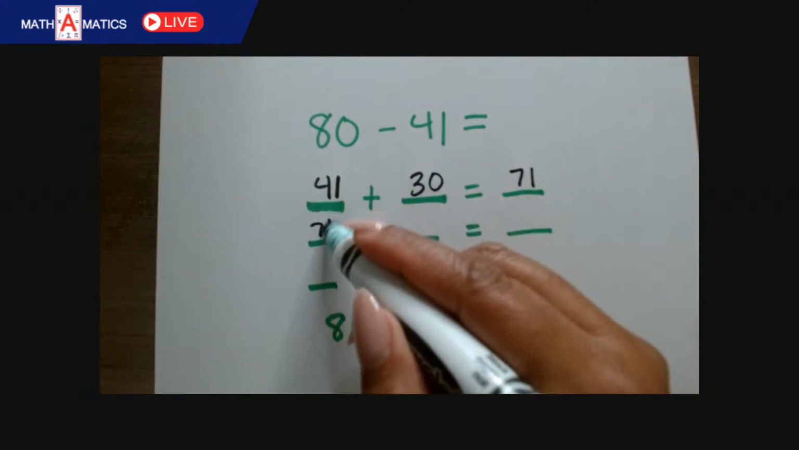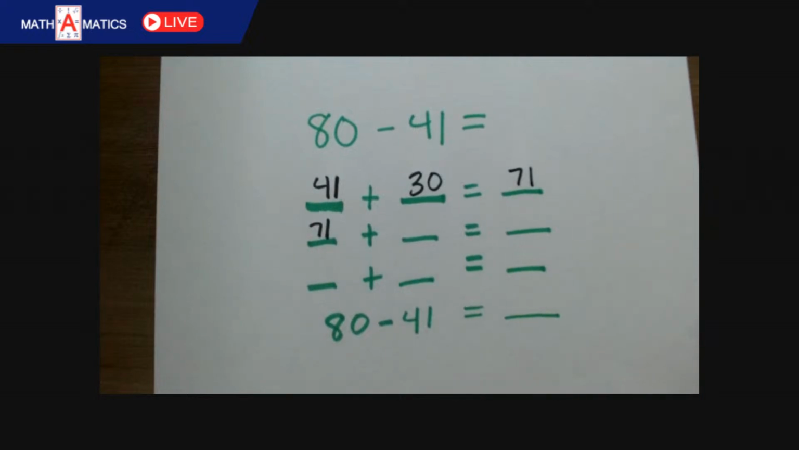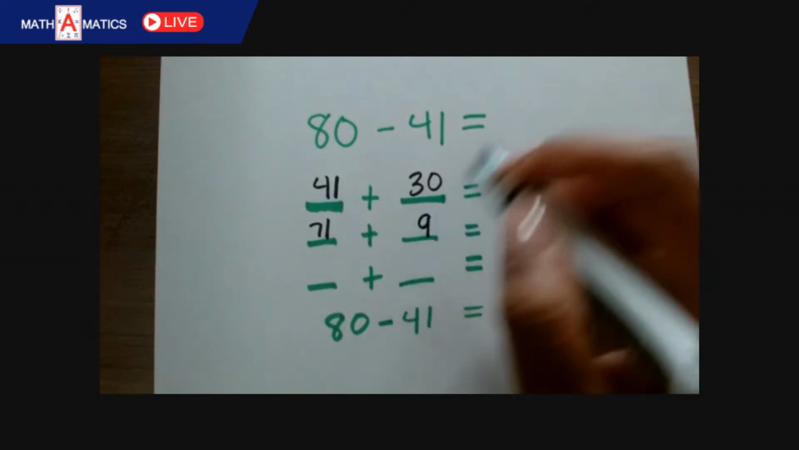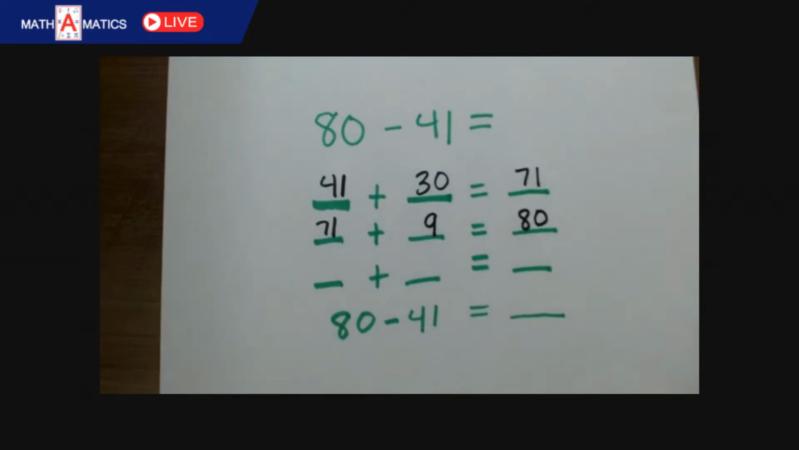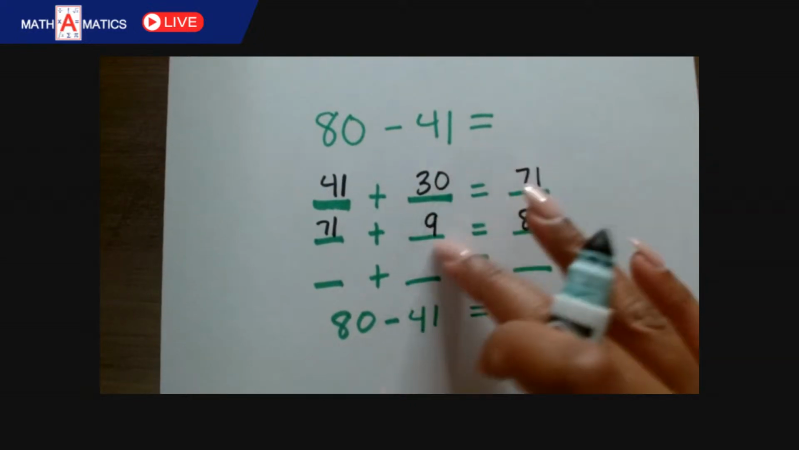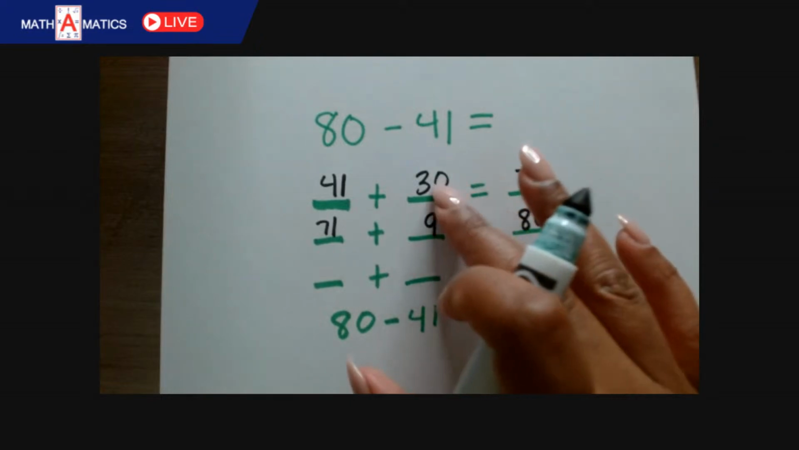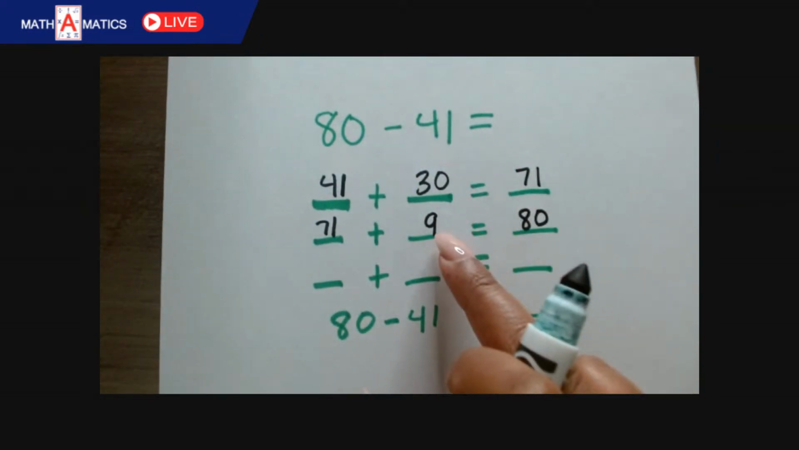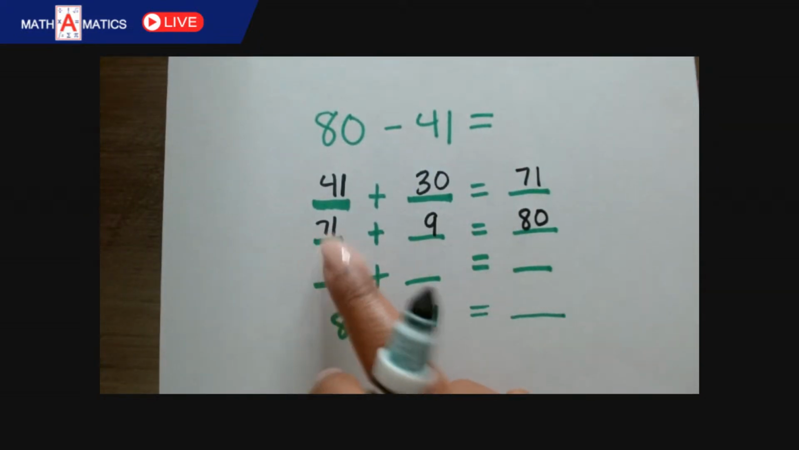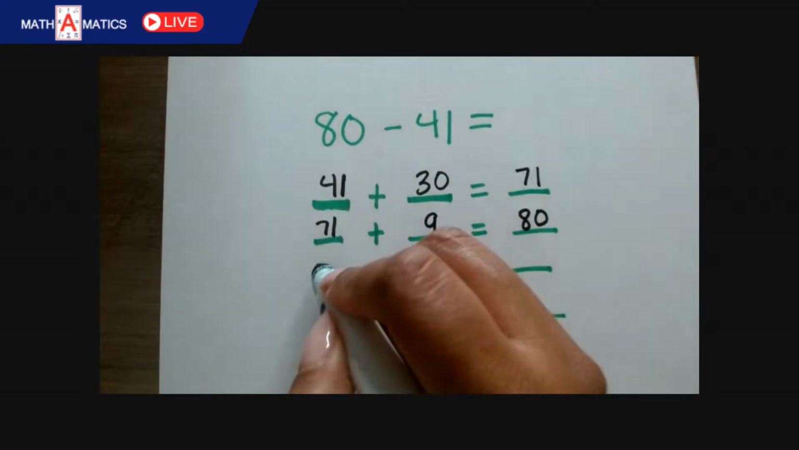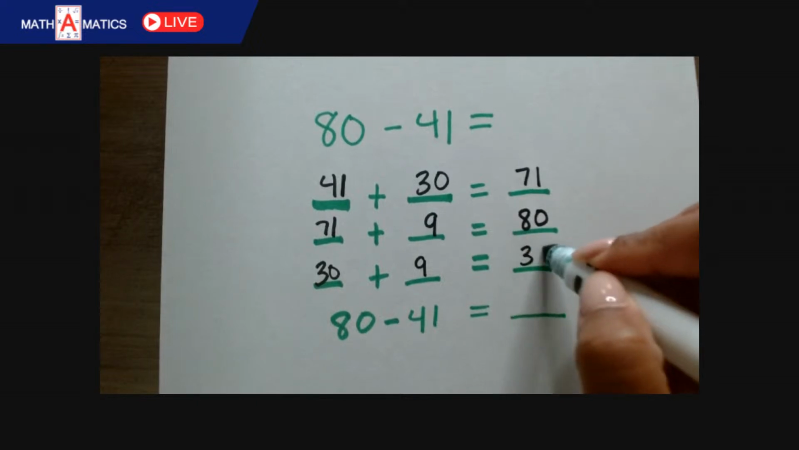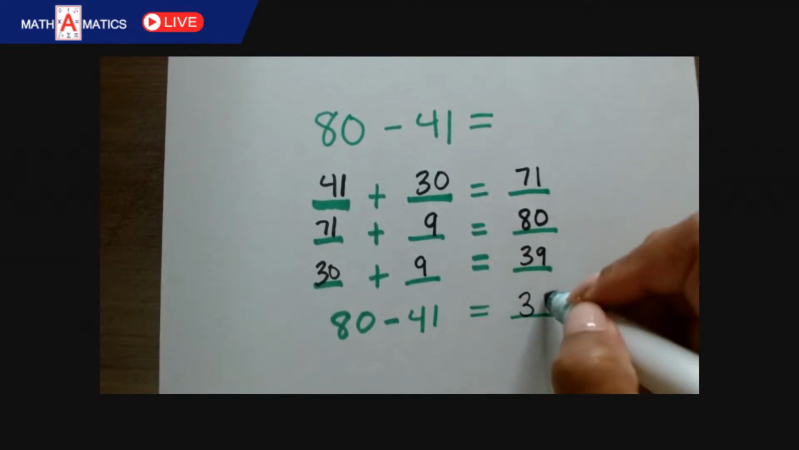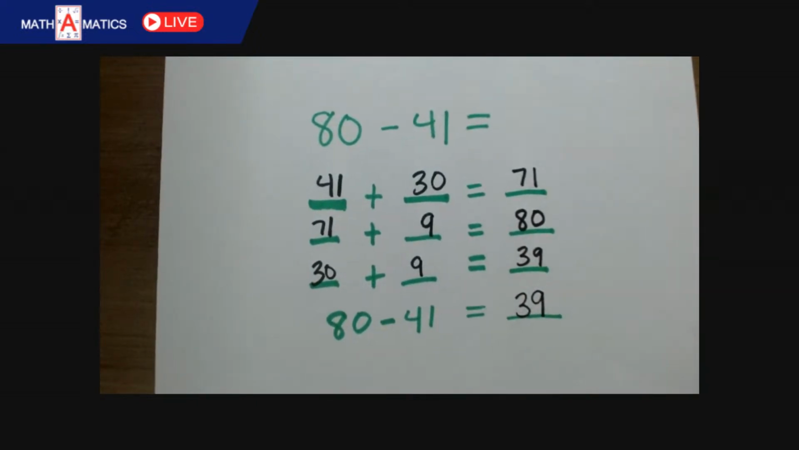Well, we know we're making a 10 with that 1 now. So we know that 9 and 1 make a 10, which would give us 80. And so now what got us to 80? Well, it was adding 30 to 41 and adding 9 to that 71 that we got. So now we're going to do 30 plus 9, which actually gives us 39. And that gives us our answer. 80 minus 41 is equal to 39.